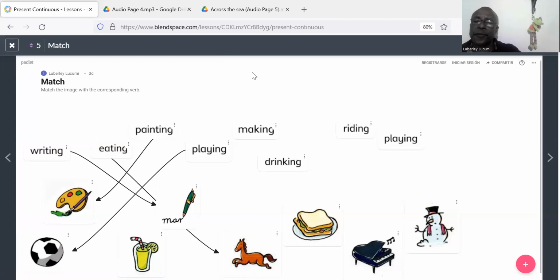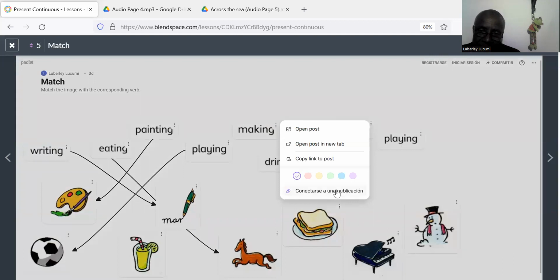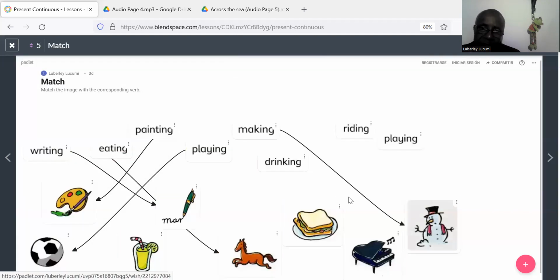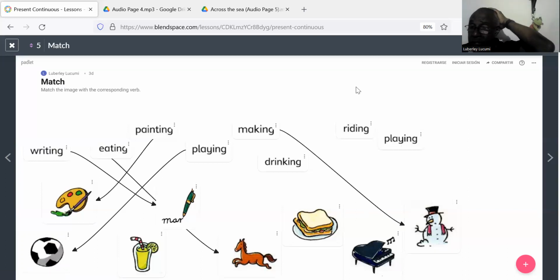Group number 3, please. Tell me. Join making with what object? Snowman? Yeah, making. You're right. Okay. Group number 4, please. Tell me, drinking. What is the object for drinking? Yes, juice, lemonade. Yes. Okay.